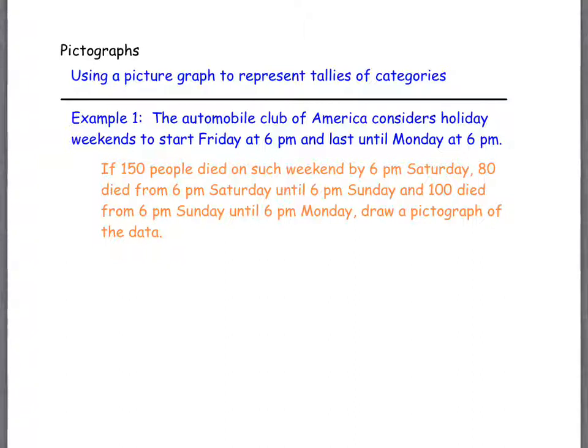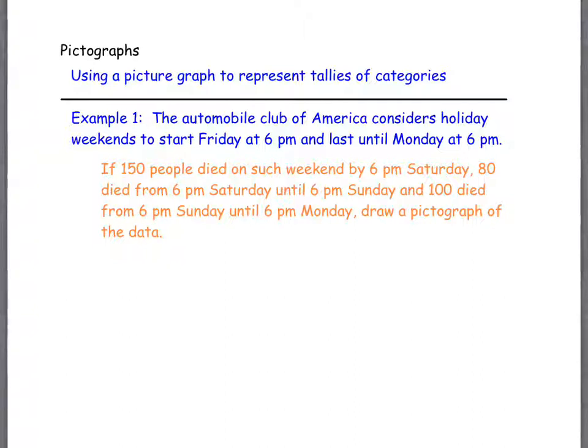It's a pictograph. The Automobile Club of America considers a holiday weekend to start Friday at 6 and last until Monday at 6. 150 people died on such a weekend by 6 p.m. on Saturday. You're probably not going to use this at the pre-K, but it's actually straight out of your book. I didn't make it up. 150 people died by 6 p.m. Saturday, 80 people from Saturday to Sunday, and then 100 from Sunday to Monday. We're going to draw a pictograph of the data.